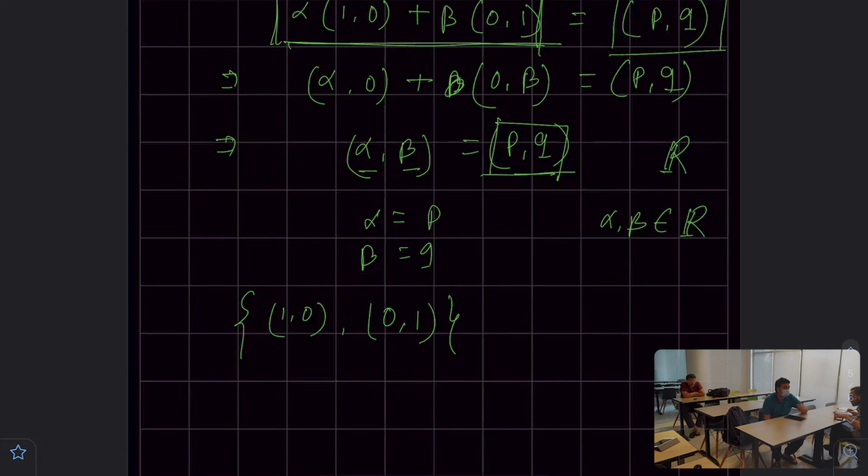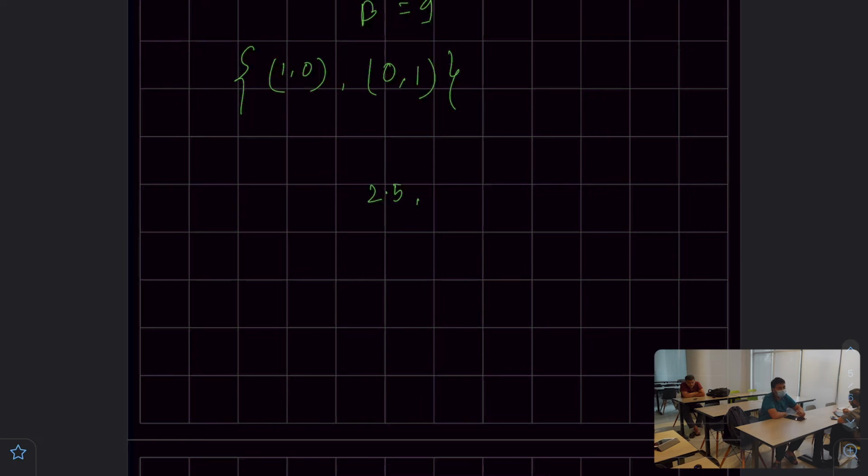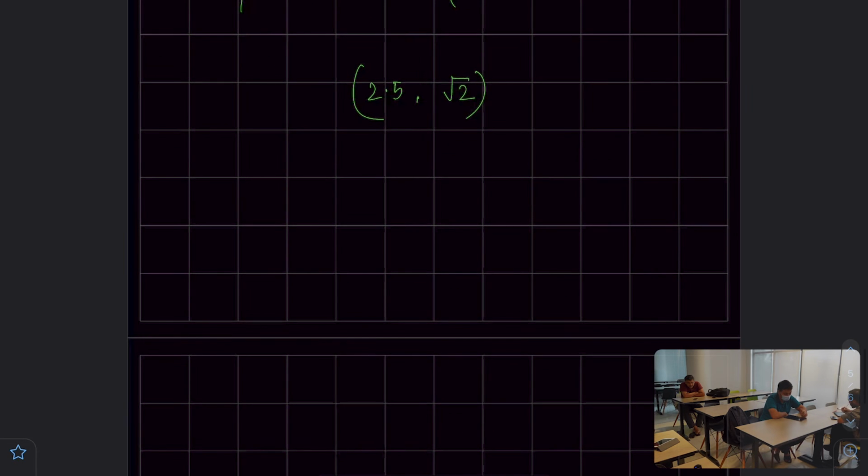Exactly. That means this alpha and beta are unique. Just for an example, let's say I choose 2.5 and root 2. You can write this vector as 2.5 times 1, 0 plus root 2 times 0, 1. So you can reach any vector by a linear combination of these two vectors. So you see that the basis of a vector space is not unique. You can choose many bases. But what is unique is the number of elements in the basis, in whatever basis you choose. And that invariant is called the dimension of the vector space.